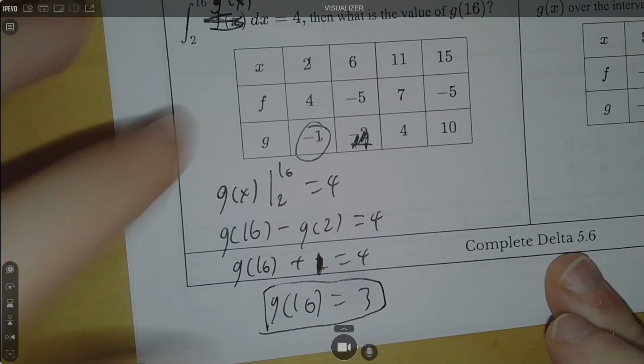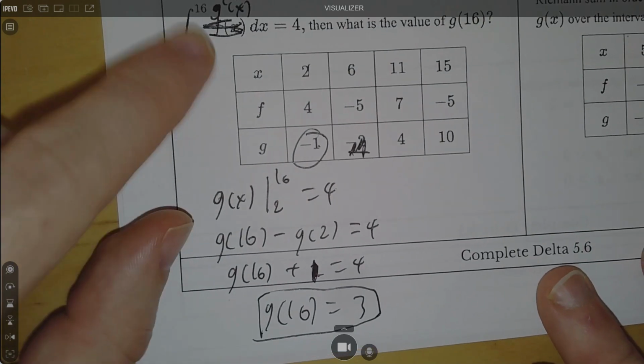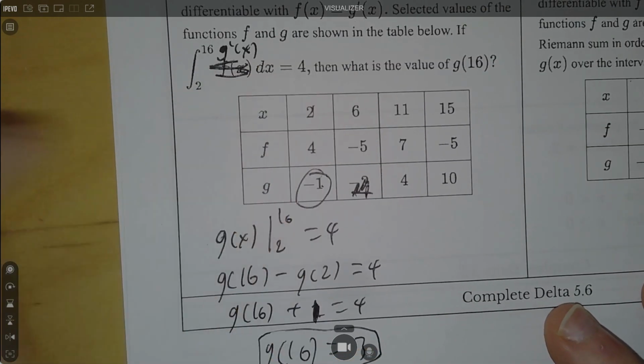Okay, so you're applying the fundamental theorem of calculus. You're not formally taking the antiderivative. You're symbolically doing it and then using the table to find the answer.